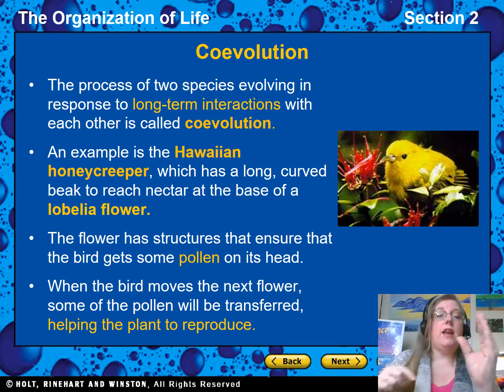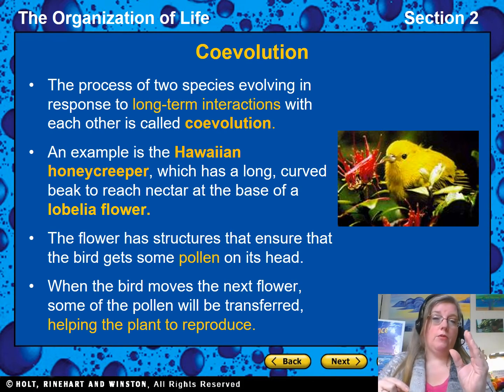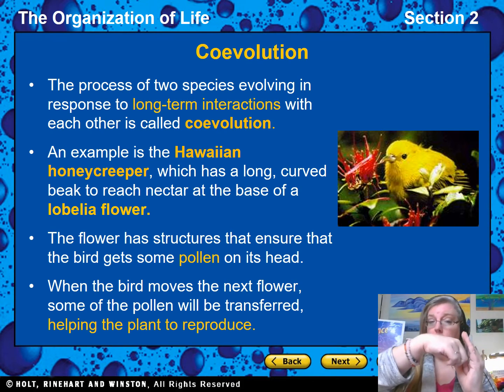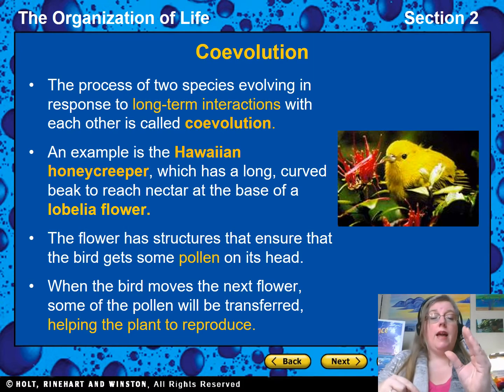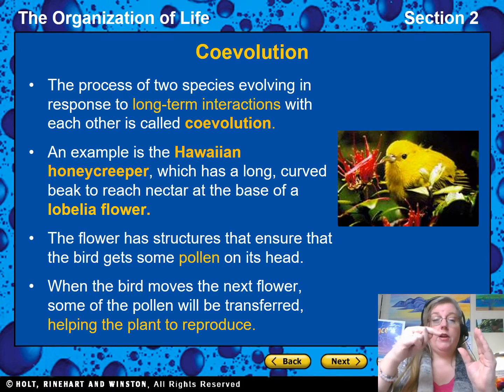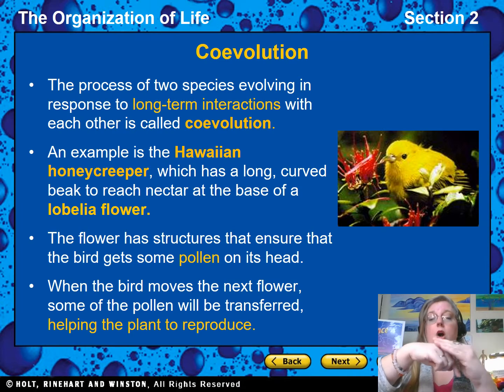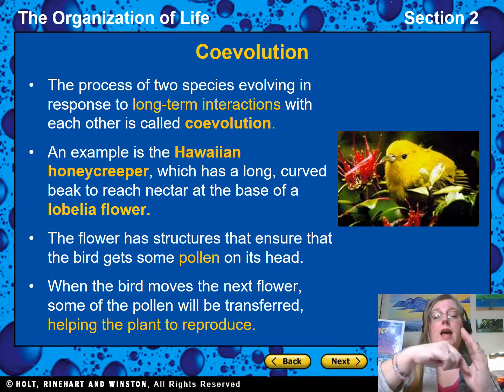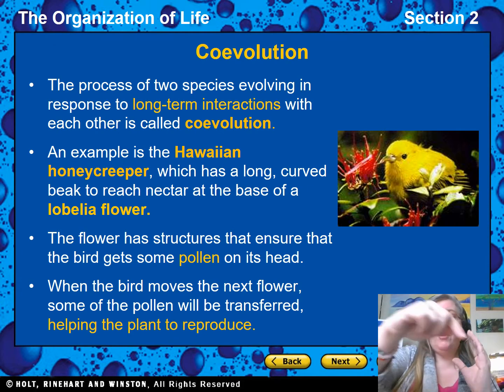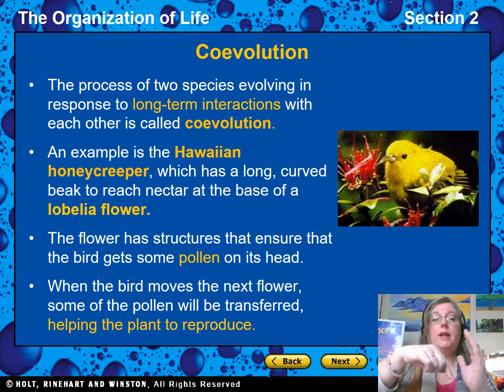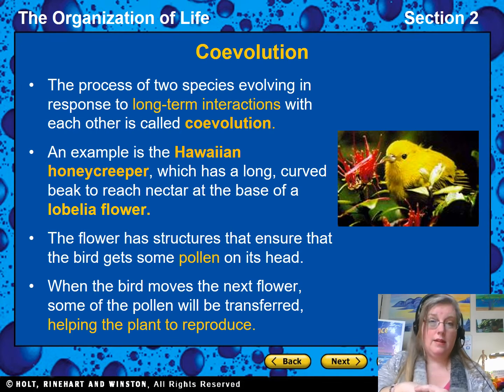So he knows that that lobelia flower is going to have food available for him because he's the only one who can reach it. The lobelia flower knows that since only honey creepers eat their nectar, only honey creepers will get their pollen, and most likely the next flower that a honey creeper goes to will be another lobelia, and the pollen doesn't get wasted. Do you see how it's a good thing for both of these guys?